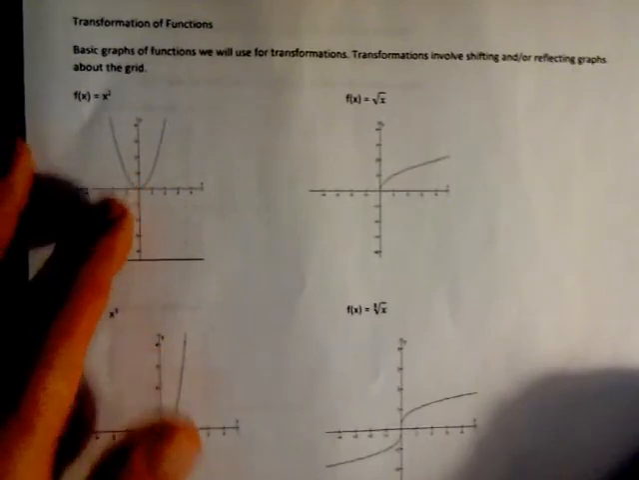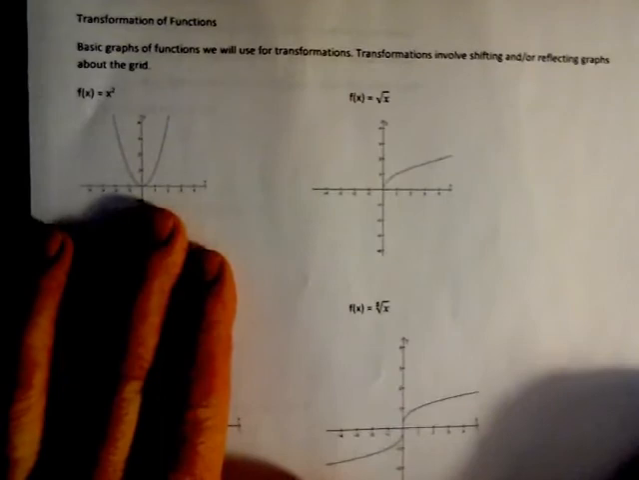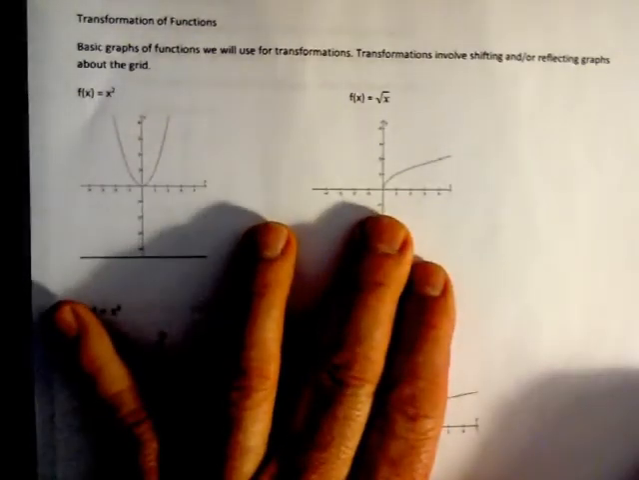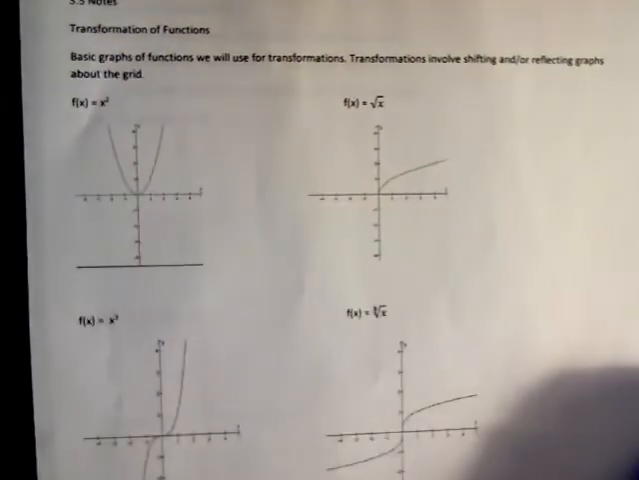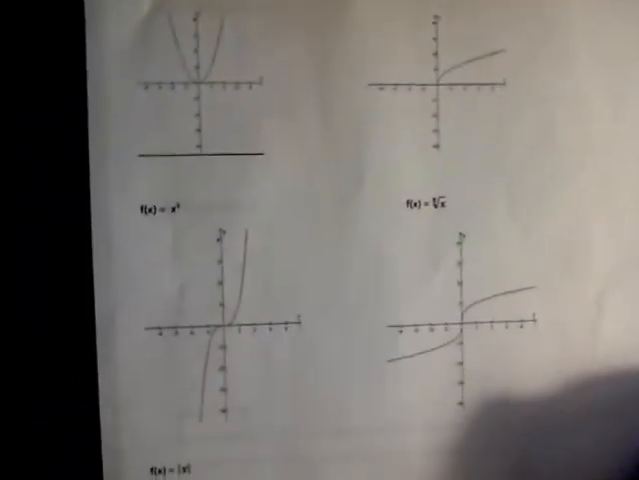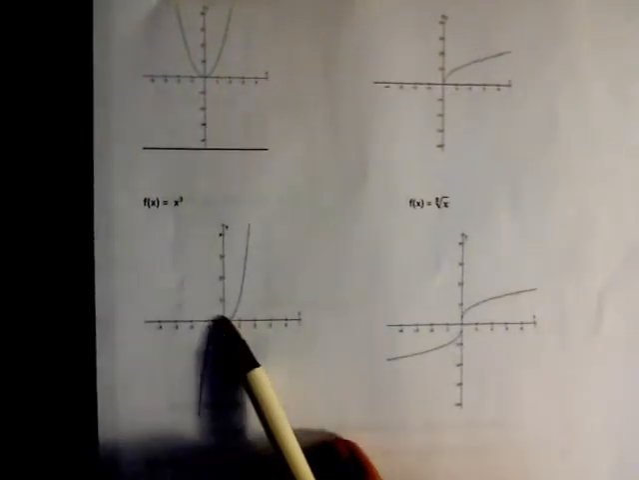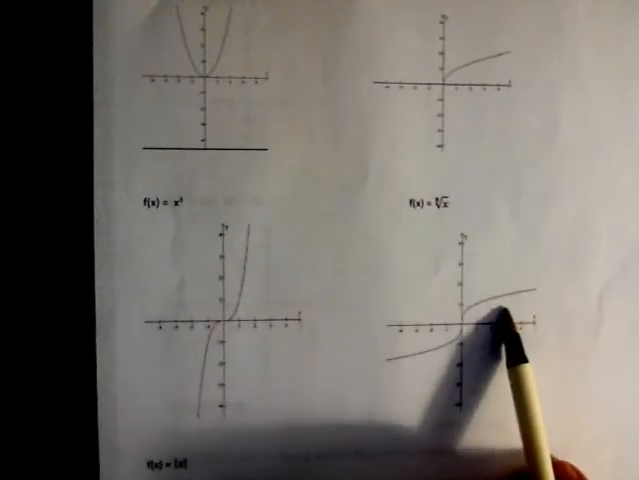values. Just to refresh your memory, we've got the square graph. Anything with an x squared looks like a U. Square root graph, anything with a square root looks like that. Next we have the cubed, which looks like that. Cube root looks like that. And then lastly we have the absolute value graph, which is a V.